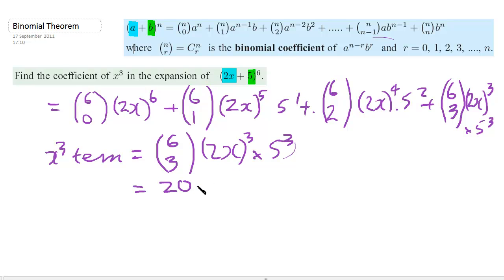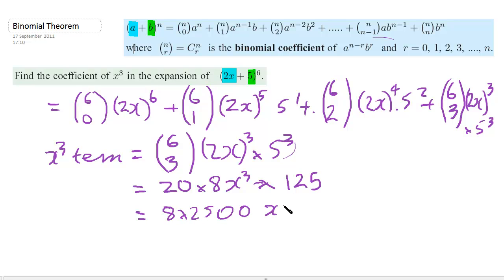2 cubed is 8. x cubed times by 5 cubed is 125. So 2 times 125 is 250, so put on the naught as 2,500. If you just think of that as 8 times 2,500 x cubed, then 8 times 25 is 200 to put on the front there. So that gives you 20,000 x cubed.